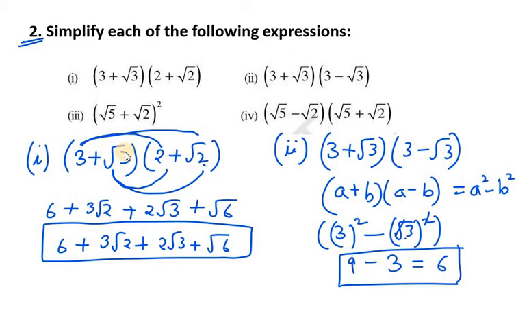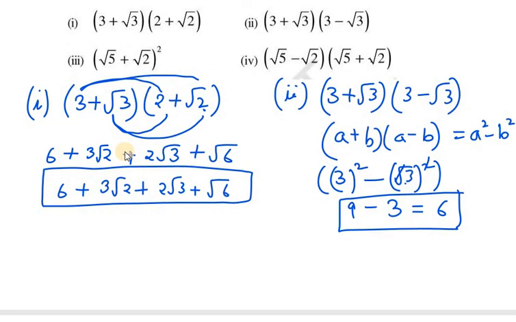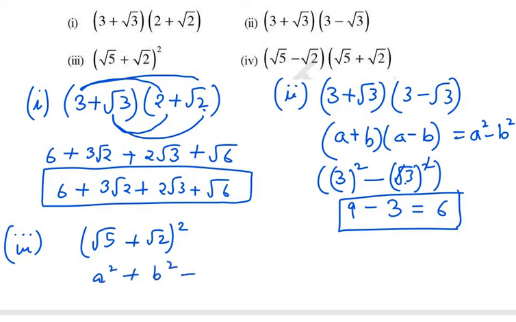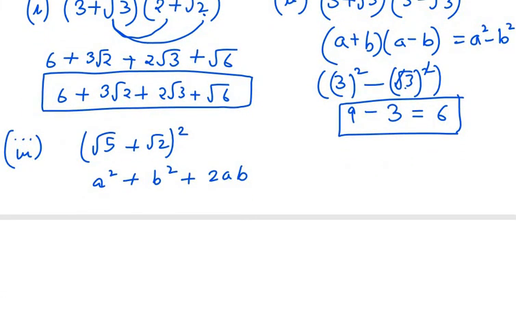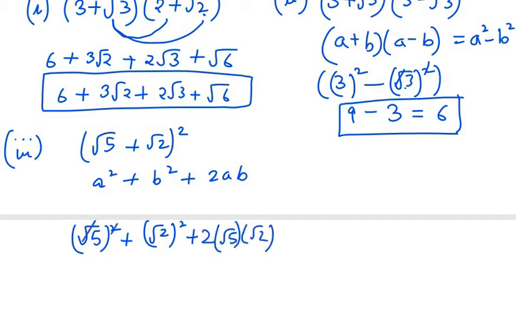Now the third part. In this we need to make use of the (a plus b) square identity. So (under root 5 plus under root 2) whole square. (a plus b) whole square is a square plus b square plus 2ab. So a is under root 5, b is under root 2. So under root 5 square plus under root 2 square plus 2 under root 5 and under root 2. Under root square gets cancelled, so we have 5. The second is under root and square gets cancelled, 2.